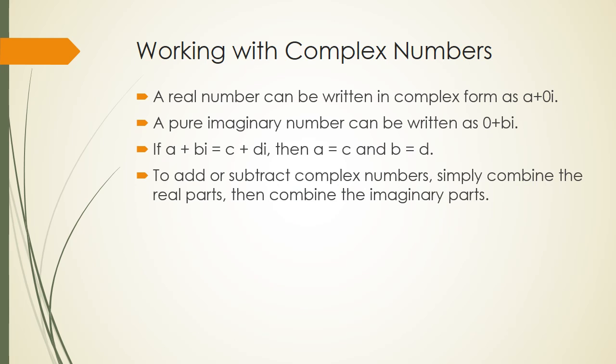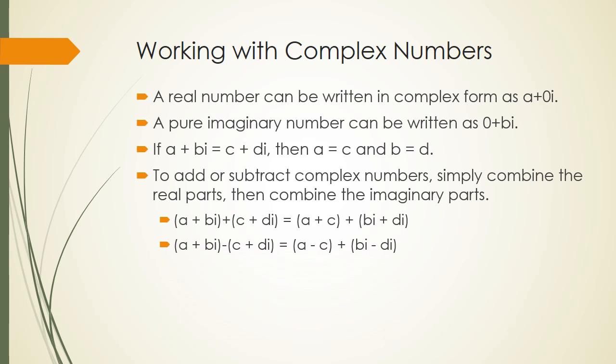To add or subtract complex numbers, we're simply going to combine the real parts and then combine the imaginary parts. So for example, a plus bi plus c plus di equals a plus c plus bi plus di. Subtraction works the same way. Just watch that negative. Make sure you distribute it.